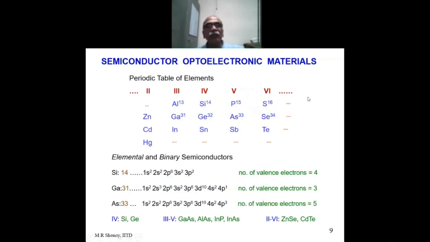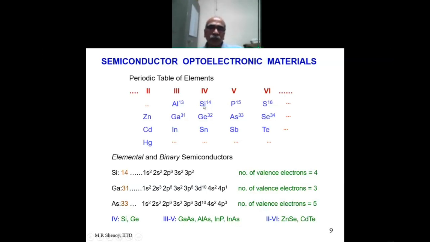All right, let's go to Semiconductor Optoelectronic Materials. So it's a part of the periodic table which is shown here. Group 2, Group 3, 4, 5, and 6. I have taken only those parts where most of the optoelectronic materials are located.